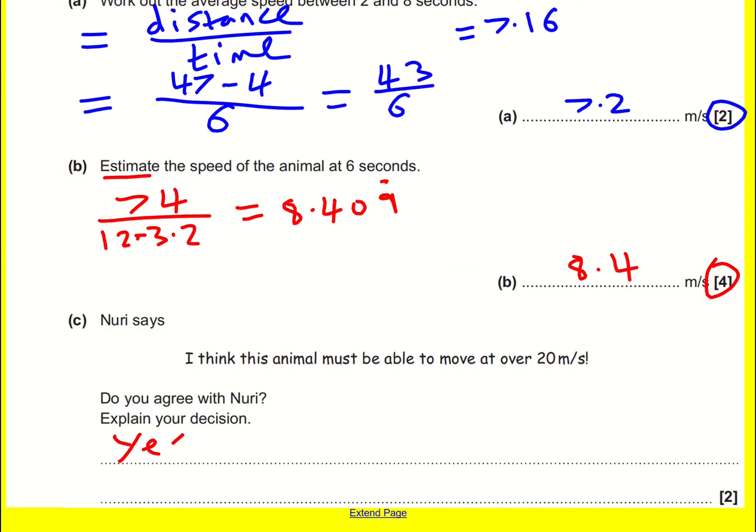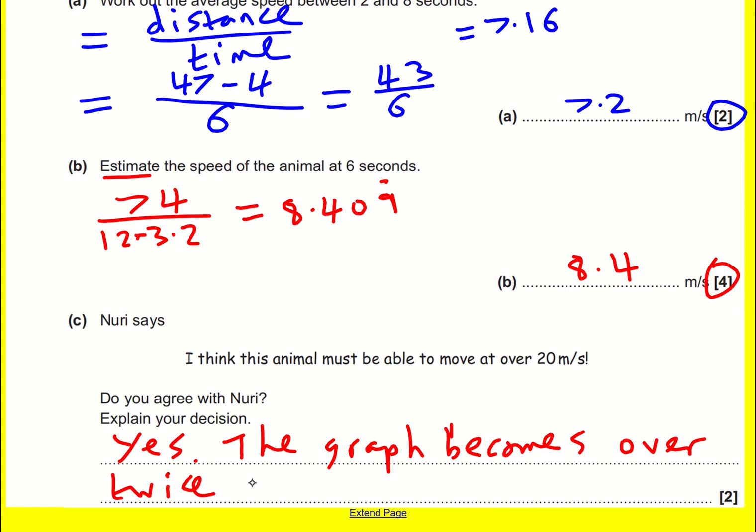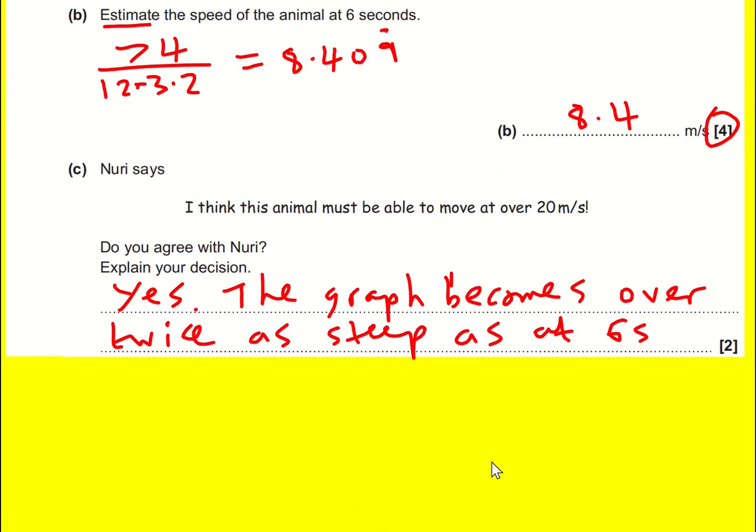Yes, the graph becomes over twice as steep as at 6 seconds elsewhere, which would mean the speed is more than 20 meters per second.